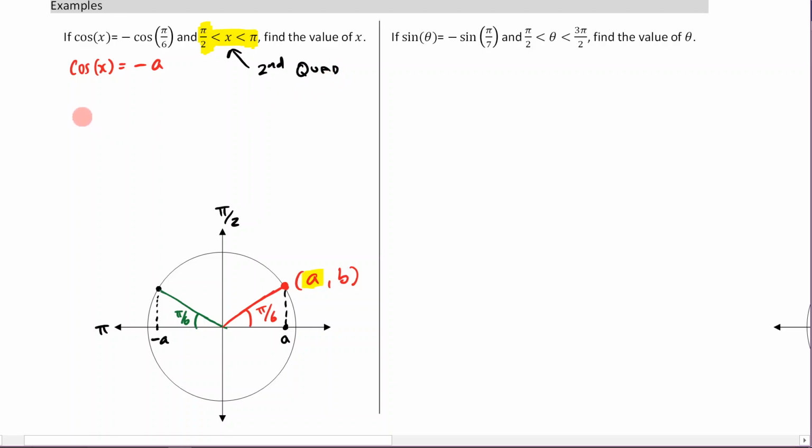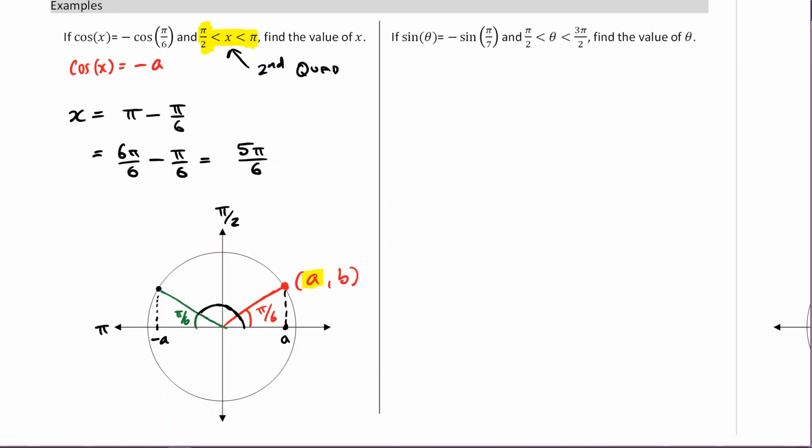So what that means is that my x is going to be equal to pi minus pi on 6. So remember, the thing that needs to be burned into your brain about the second quadrant is that it's pi minus the angle. And now we're just going to solve that. So I can actually do it down below. It's going to end up being 6 pi on 6 minus pi on 6, which is equal to 5 pi on 6. And that is going to be our answer. So what we just found is from here to here. That's what we just found. Let's give that a highlight. We just found this.